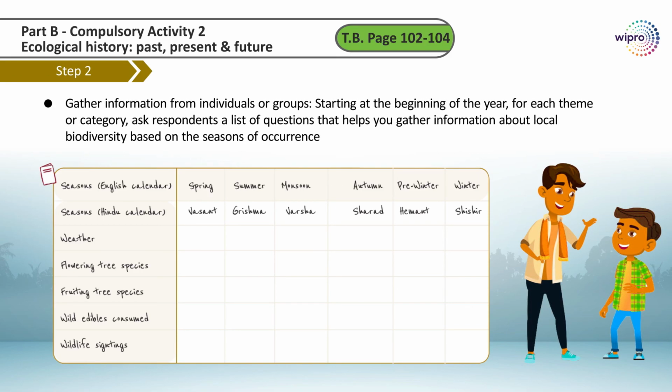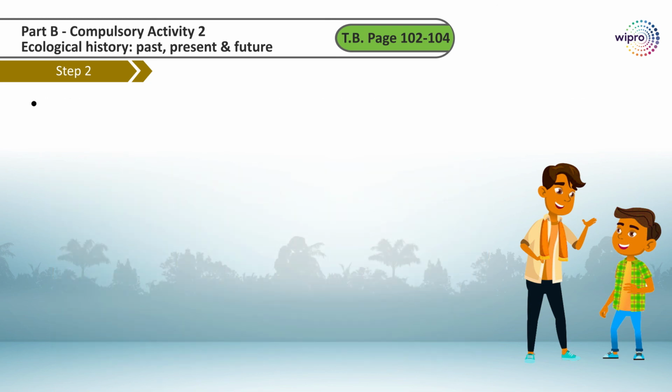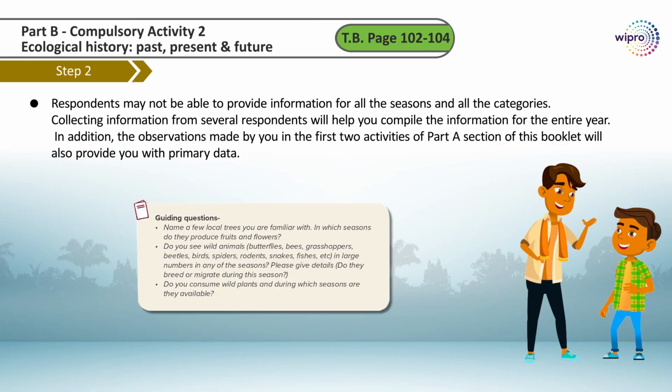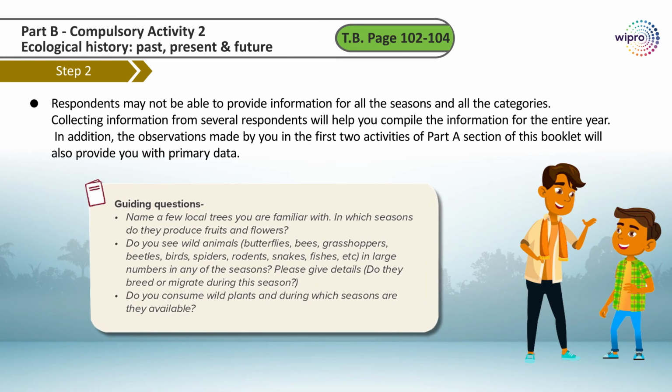Step 2. Gather information from individuals or groups. Starting at the beginning of the year, for each theme or category, ask respondents a list of questions that helps you gather information about local biodiversity based on the seasons of occurrence. Respondents may not be able to provide information for all the seasons and all the categories. Collecting information from several respondents will help you compile the information for the entire year. In addition, the observations made by you in the first 2 activities of Part A section of this booklet will also provide you with primary data.